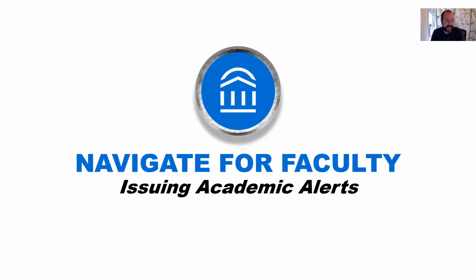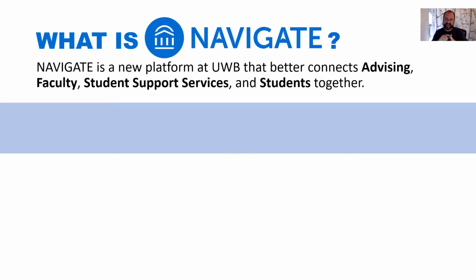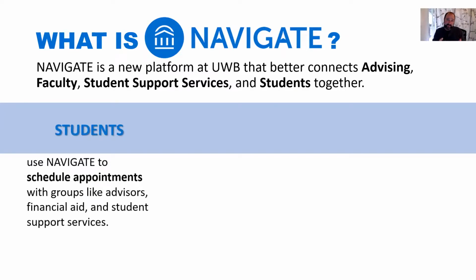So what is Navigate? Navigate is a new system that we're starting here at UW-Bothell that helps to better connect groups like faculty, students, advising, and student support services, all together on one single platform called Navigate. For a student, what this looks like is it's a way for them to schedule appointments with people like their advisors, or perhaps financial aid or other student support services.